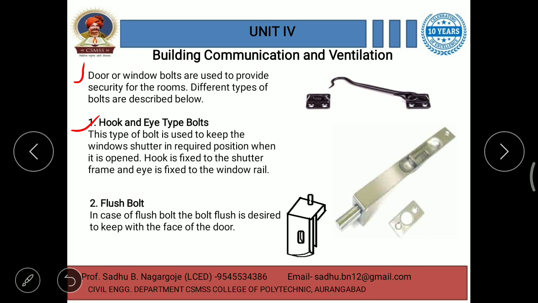Then the second type of bolt is the flush bolt. In the case of a flush bolt, the bolt is designed to be flush with the face of the door.